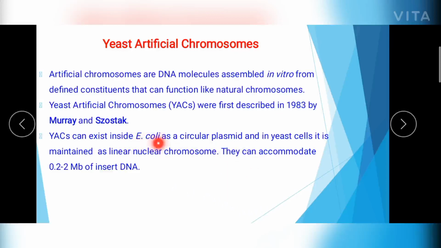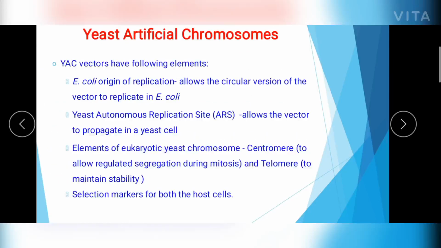The prokaryotic cell here is E. coli and the eukaryotic cell here is the yeast cell. The YAC can exist inside E. coli as a circular plasmid, and in yeast it exists in the yeast cells as a linear nuclear chromosome. These YACs have the ability to accommodate very large DNA fragments, from 0.2 to 2 Mb of foreign DNA can be inserted in these YACs.